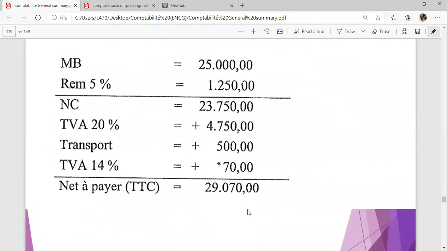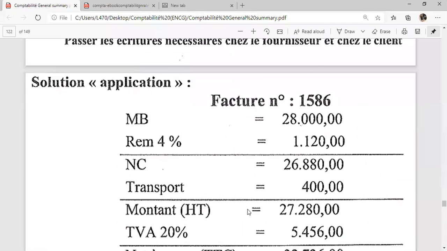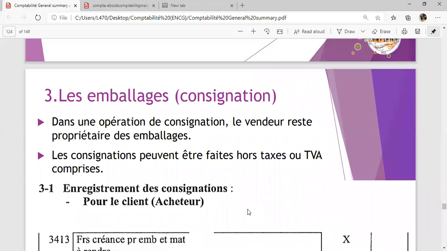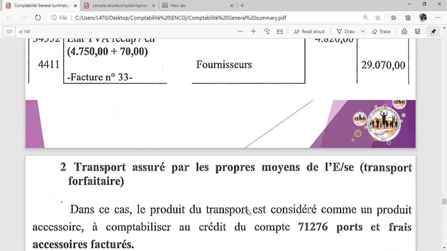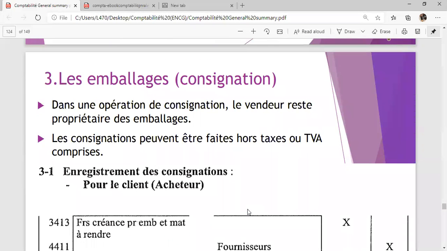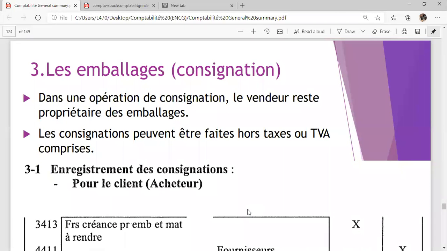So moving on to what we call les emballages. Les emballages are packagings, and it can be a bottle, a wrapper, a crate. Whatever we package goods in is termed as les emballages.